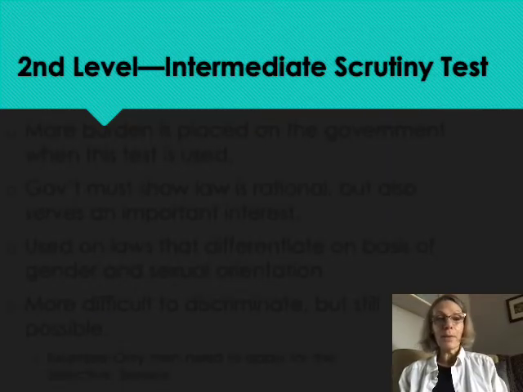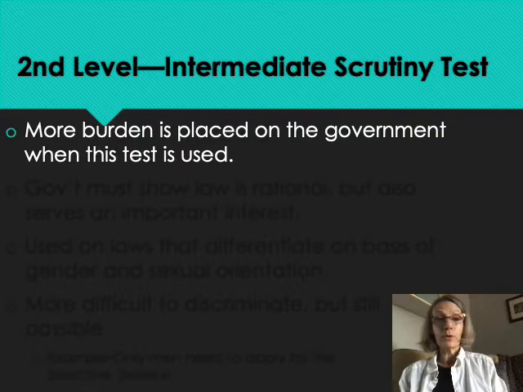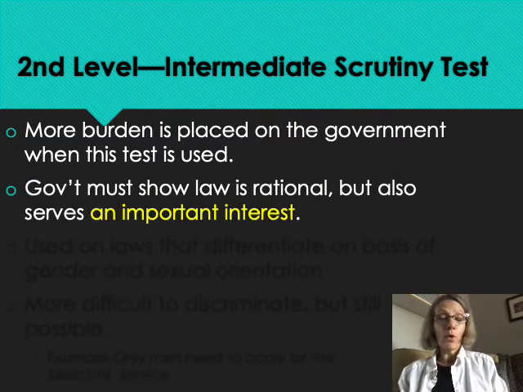Okay, so let's talk about the second level, the intermediate scrutiny test. In this level, more burden is placed on the government when this test is used. For a law that treats people differently, the government must show that the law is reasonable. However, not only must the law be reasonable, but it must also serve an important government interest.